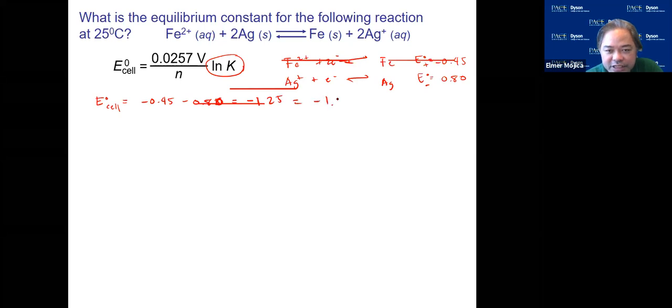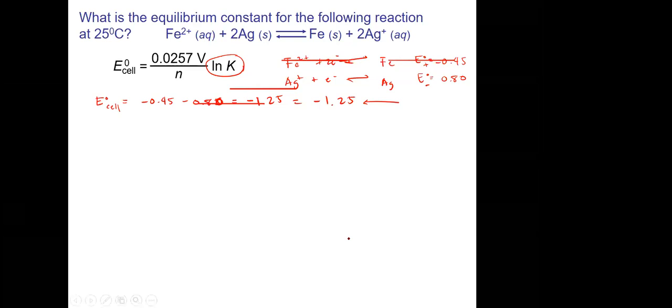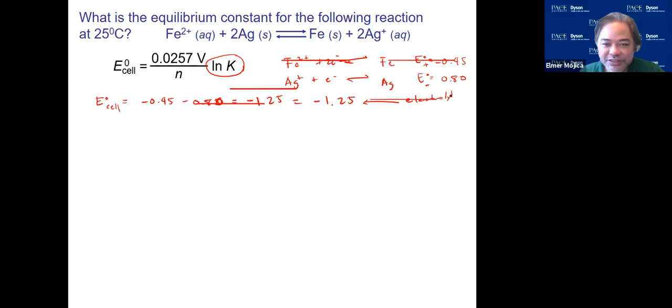What does it tell us? What type of cell do we have? Is it a voltaic cell? I think this is the galvanic cell. This is smaller than 0, so we have an electrolytic cell. Why? Because we have a negative value. So what does it tell us? What will happen to your K here?